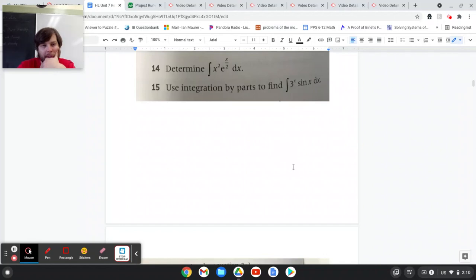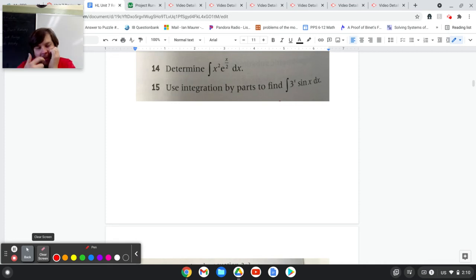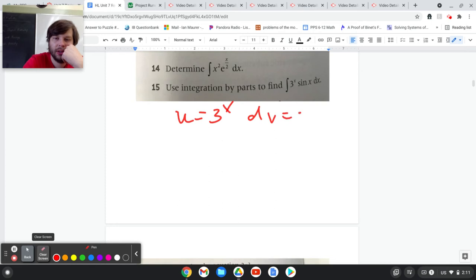All right, so here we have number 15, an integration by parts problem. When I look at this, I think it's easier to take the derivative of an exponential function. I don't know, it's basically the same as taking the integral. And so when I'm using integration by parts for number 15, I'm going to set u equal to 3 to the x. dv has to be everything else in the problem, sine of x dx.